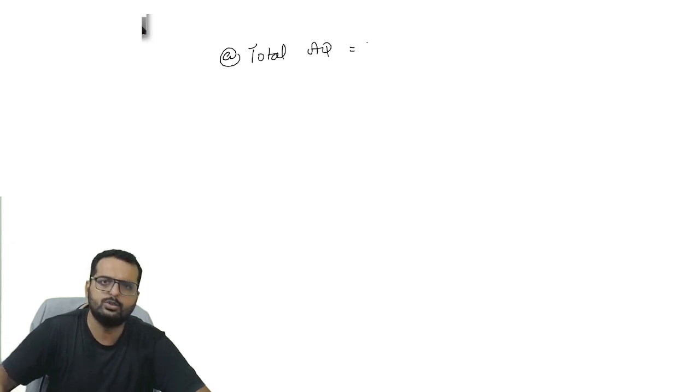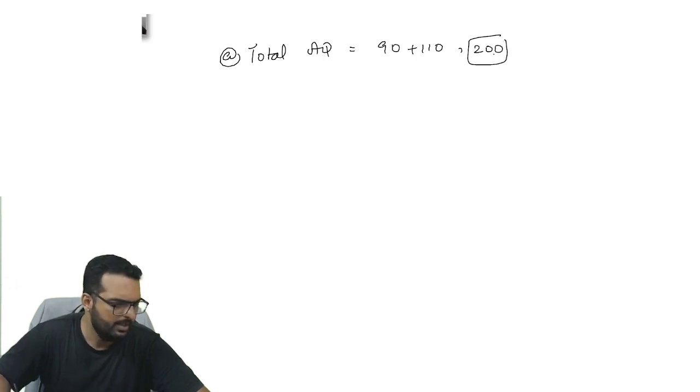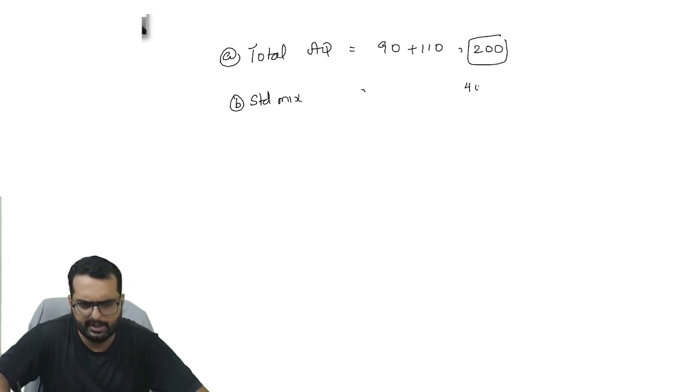RAQ. Everyone tell me how will you find out the RAQ? Total actual quantity. How much is the total actual quantity? Everyone tell me. It will be 90 plus 110, that is equal to 200. Point number B is the standard mix. What is the standard mix? 40 is to 60. Okay.